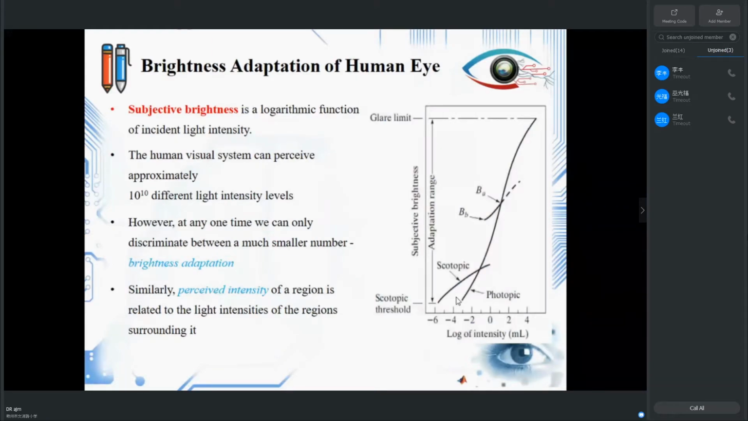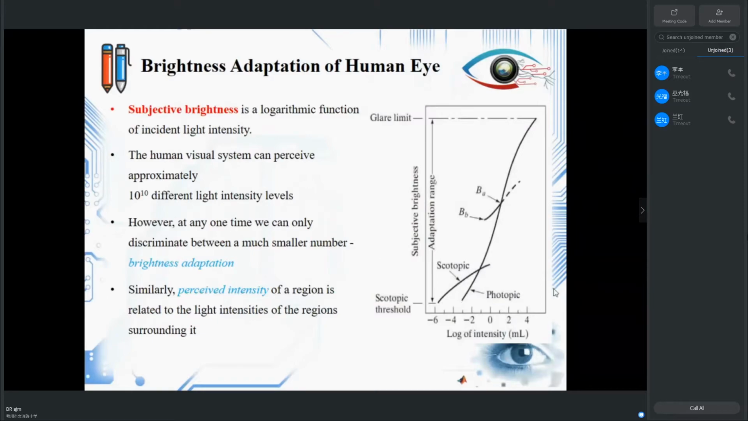And by this plot, you can see that the human visual system can perceive about 10 raised to 10 different light intensity levels. However, at any one time, we can only discriminate between a much smaller number, which is brightness adaptation. Similarly, perceived intensity of a region is related to the light intensities of the region surrounding that.